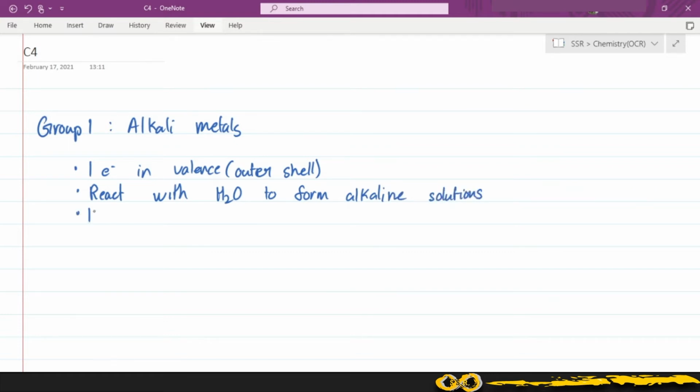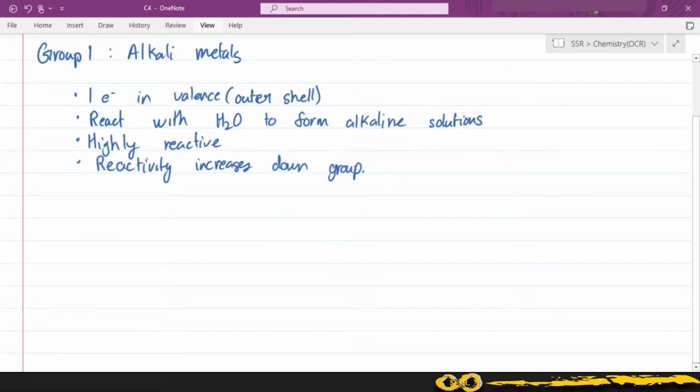Because of the one electron in their outer shell, these are all highly reactive. All they need to do is lose that one electron in order to react. As you go down the table, you'll find that the trend in reactivity is an increase. So the least reactive alkali metal is at the top of the periodic table, and the most reactive alkali metal is at the bottom. This whole group is their chemical properties.